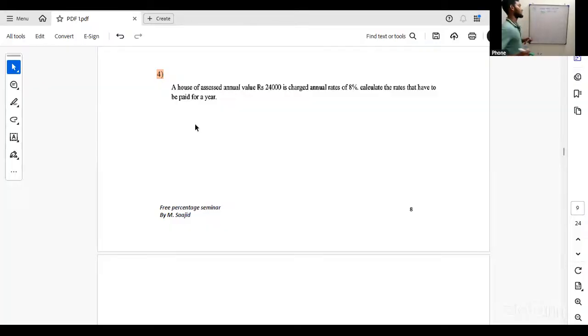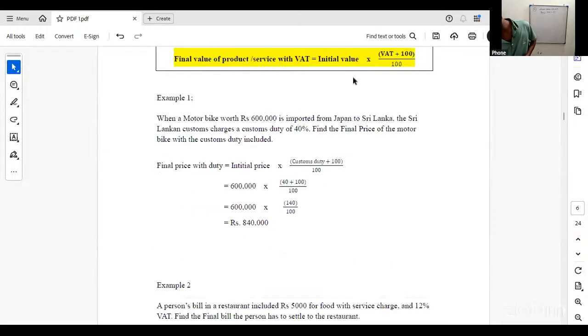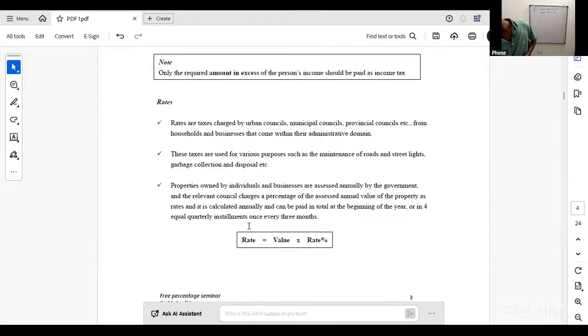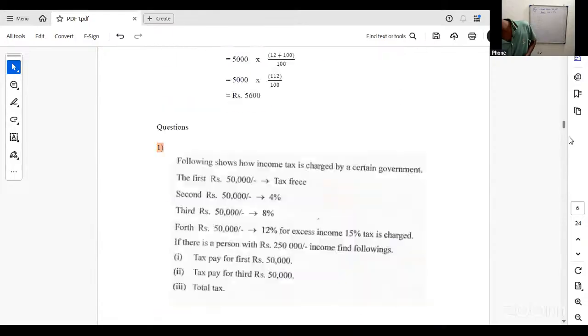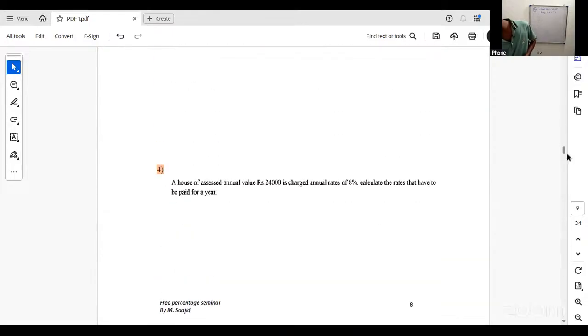So they have given the annual rate, and we know the formula for rates. Rate equals the value times rate percentage. Just put the formula and get the answer. It's one direct question. The value is 24,000. The rate percentage is 8%. You can simplify this, and the answer will be 1,920 rupees. This is the answer for the fourth question.